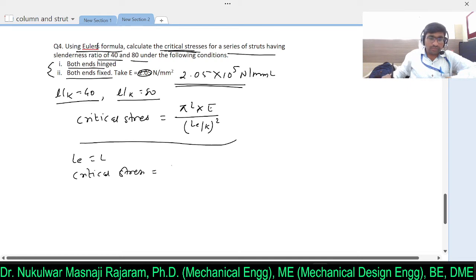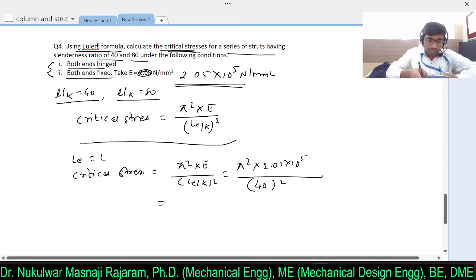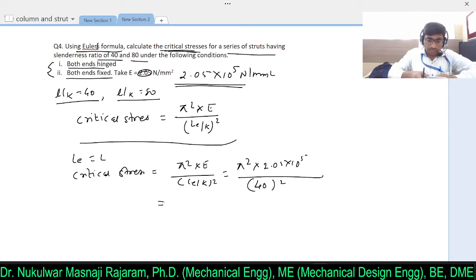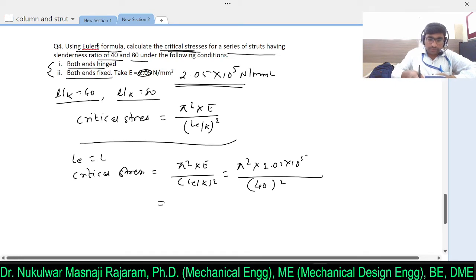Critical stress will be equal to pi square E divided by (LE by K) square. So I will put pi square into 2.05 into 10 raised to 5 divided by LE by K, which is given as 40 square. Clear? So if I evaluate pi square into 2.05 into 10 raised to 5 divided by 40 square, it is 1264.54 Newton per mm square.